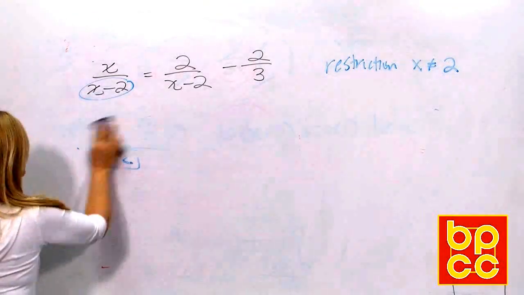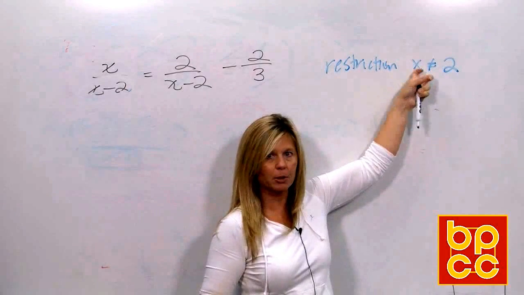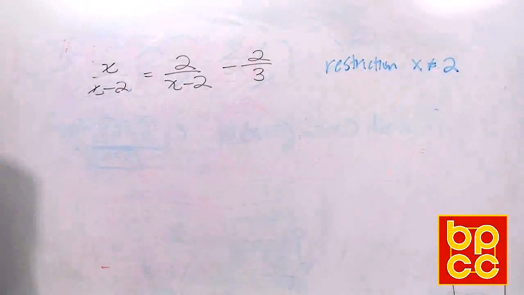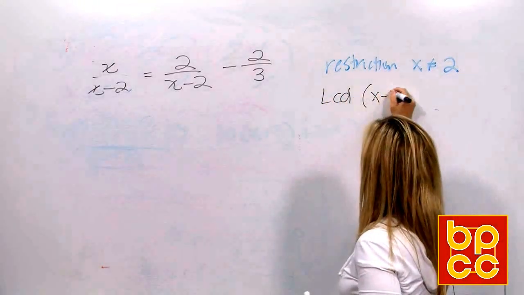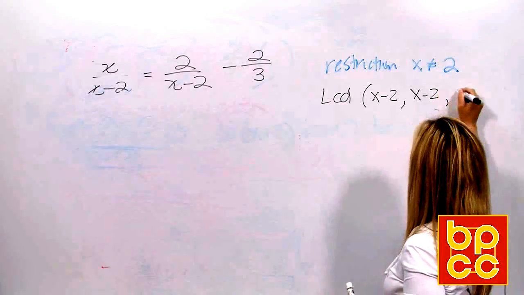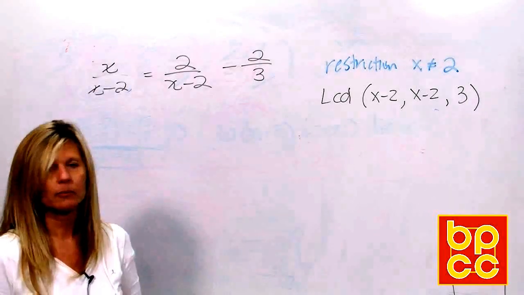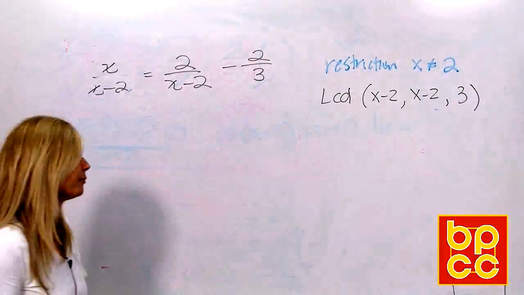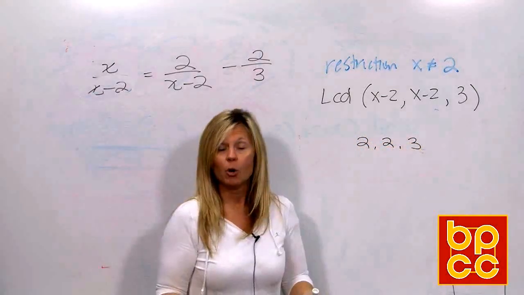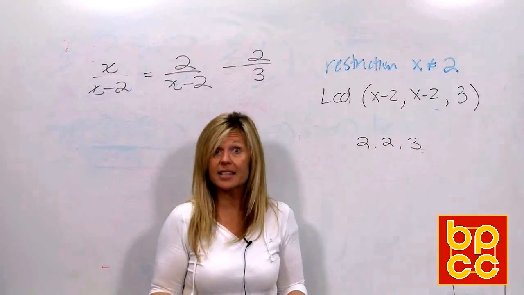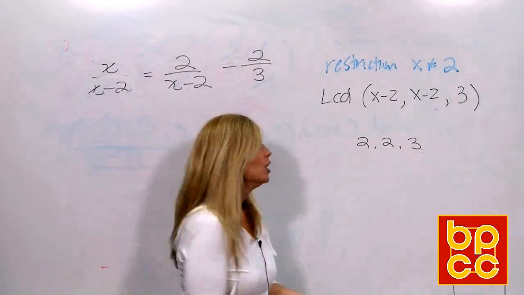All right, now that we got the restriction out of the way, now that we decided what x cannot be, the answer cannot be the number 2. Now we're going to do the solving. To solve again, what are we going to need? Our LCD. Our denominators are x minus 2, x minus 2, and 3. Now I know that's crazy because you're thinking, oh, it's algebra. Think about arithmetic. If the denominators in arithmetic were 2, 2, and 3, what would the LCD be? It would be a 6, right? You would need the 2, you would need the 3, and 2 times 3 is 6.